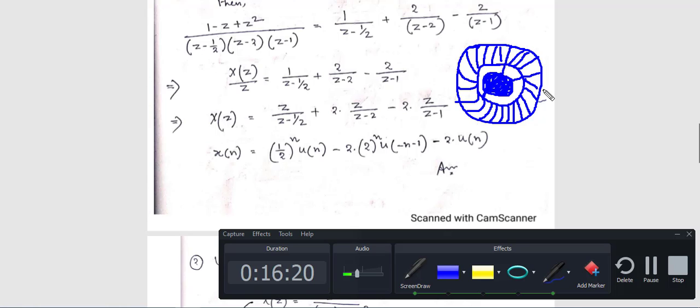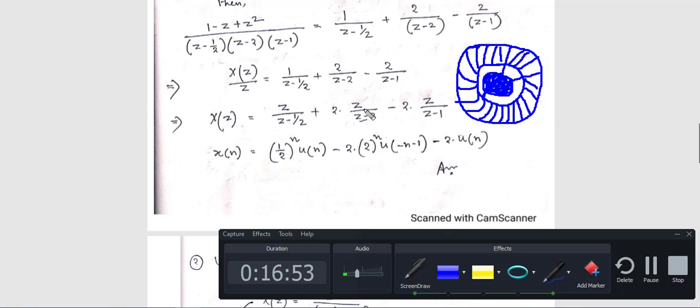That means this is a causal or non-causal? This is a causal sequence. Okay, that means you have to multiply with u of n. Now what is the inverse z transform? If you have a to the power n, your result will be z by z minus a. That means what is the value of a? Here a is equal to half. That means if you perform inverse z transform of this function, then your result will be half to the power n, u of n.